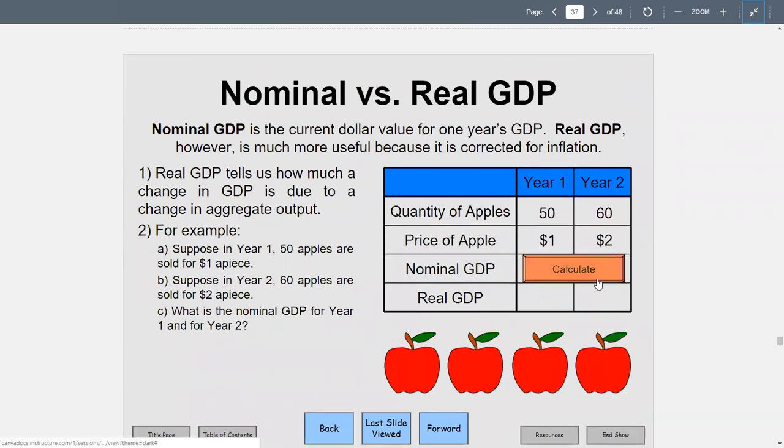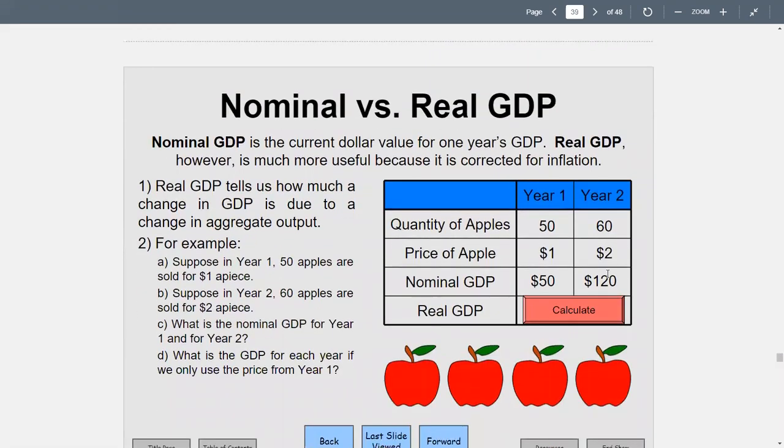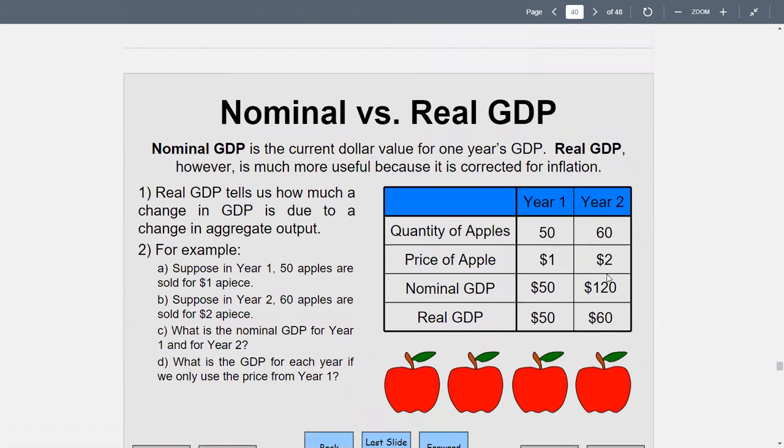So we have to figure out what the nominal GDP for year 1 and year 2 is. So let's calculate that. You multiply the quantity times the price. For year 1, it's 50 times $1, which is 50. For year 2, it's 60 times $2, which is 120. Now, what is the GDP for each year if we only use the price from year 1? So the real GDP is 50 and 60.